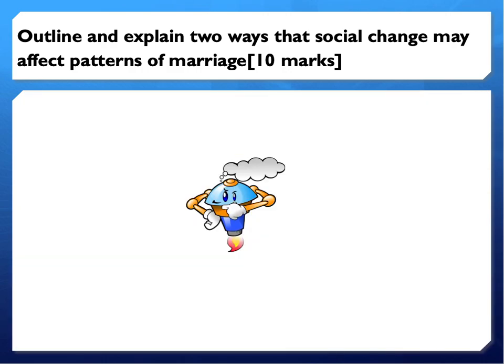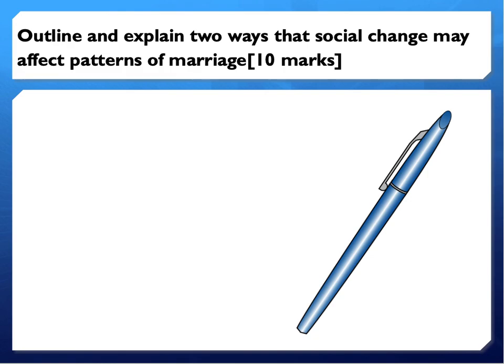Your first task, therefore, is to think about the social change, and then link this to the pattern of marriage that we previously discussed. Have a think about which 2 you would go for. I'm going to do a worked example, but you might want to pause the video now and have a go at writing your own first.